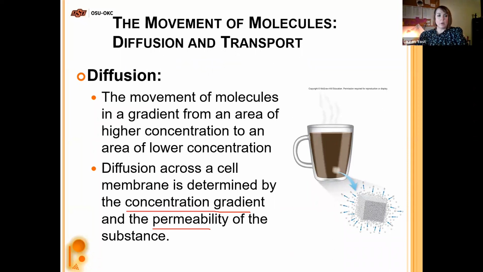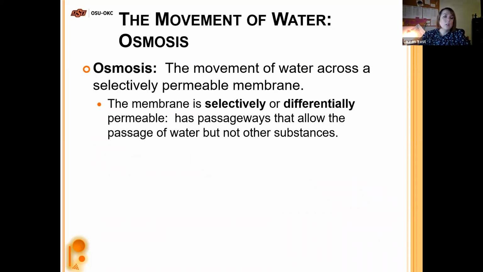Anyways, yeah, so that's what I'm talking about with diffusion. It's always going to want to go from high to low, but that's only if it can. Otherwise, obviously you can't.